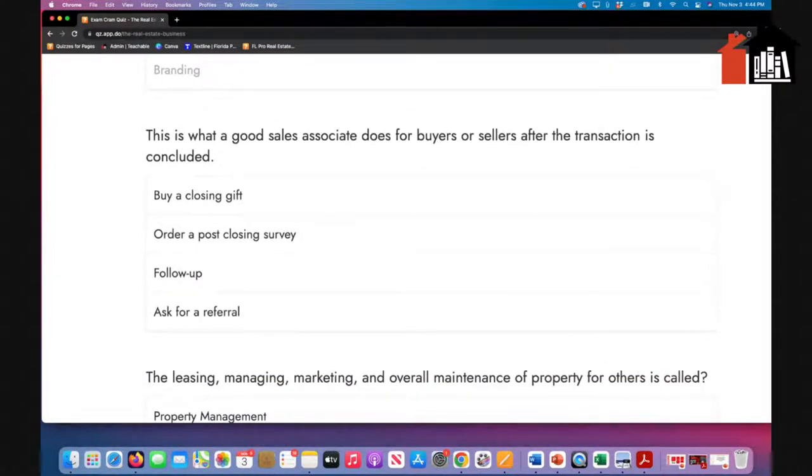Okay, working our way through. This is what a good sales associate does for buyers or sellers after the transaction is concluded. Okay, after the transaction is concluded, what do you think that might be? Anybody know what that might be? This is what a good sales associate does for buyers or sellers after the transaction. Priyanka, way to go. Nice job, everybody. Jessica, good job as well. Follow-up, okay? Buying a closing gift is part of follow-up, okay? So buy a closing gift, not a bad thing to do, but the word we're looking for is follow-up. Good job, Donna. Way to go, follow-up. Very good, okay?